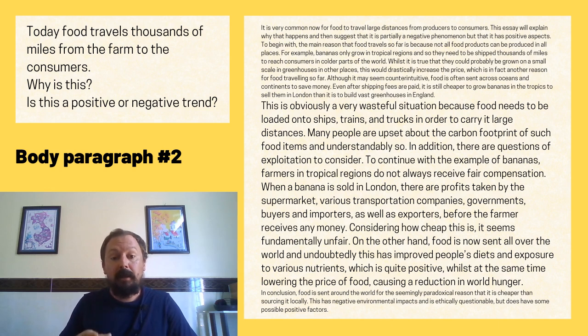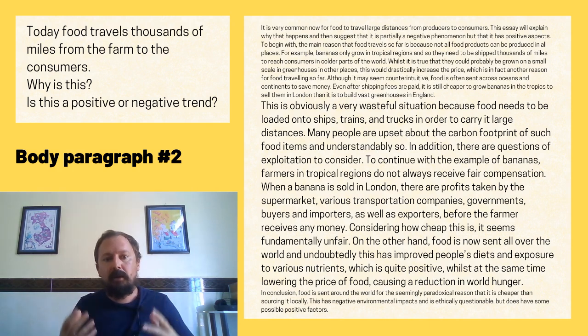And here also, I'm going to continue with the same example. Now, by continuing with the same example of bananas, I'm keeping this narrative thread going through my whole essay. And this is something that good writers do to keep the reader interested, to keep the reader focused, to keep the main idea focused, and to connect everything in a very logical way. So I'll say here, to continue with the idea of bananas, farmers in tropical regions do not always receive fair compensation. Fair compensation means an amount of money for their work that is fair and reasonable.